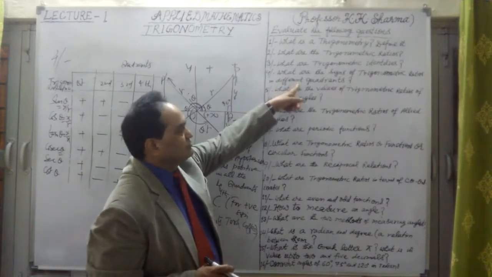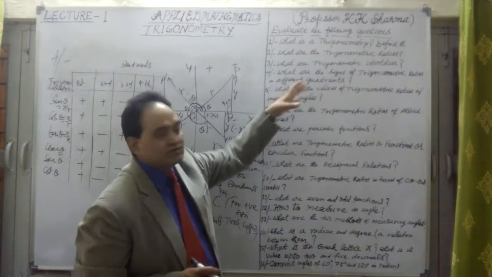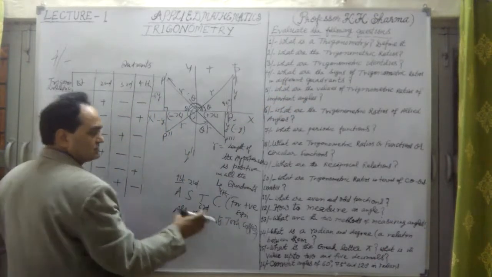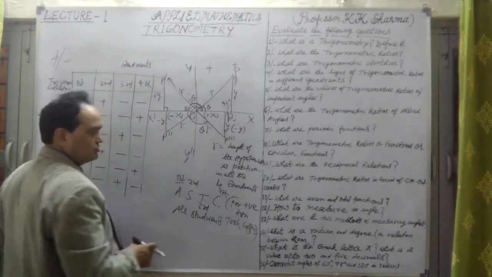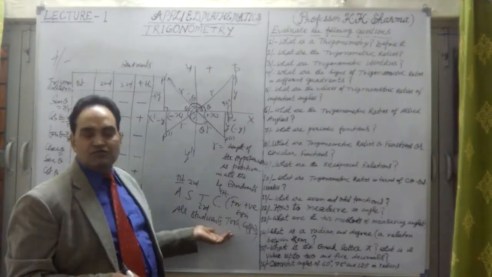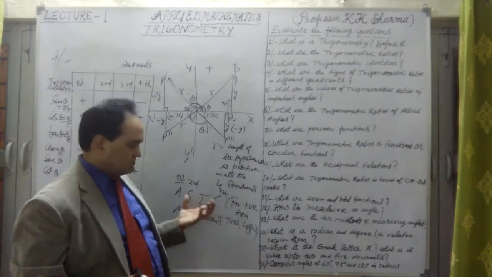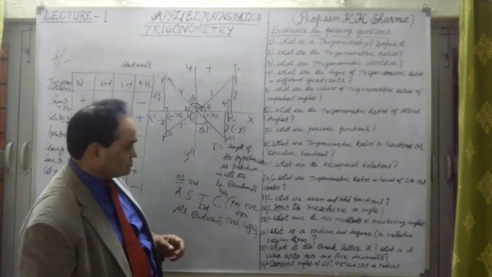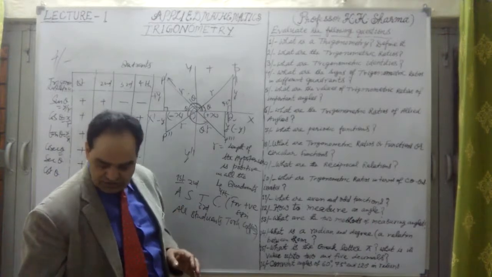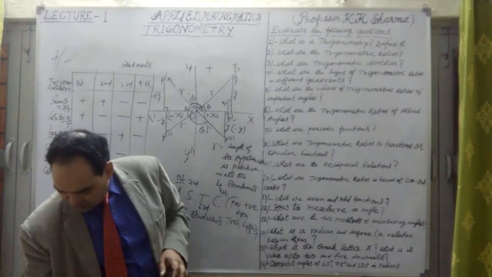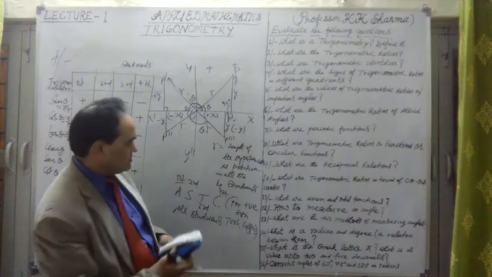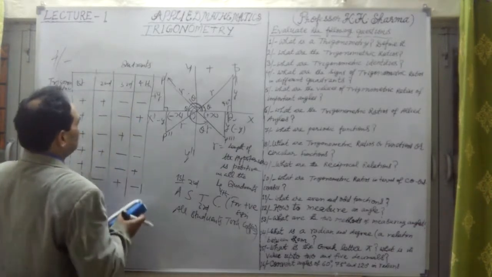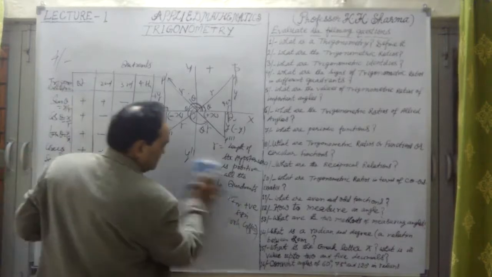What are the signs of trigonometric ratios in different quadrants? This was the fourth question. This formula you just have to remember: all, sine, tan, cos for the four quadrants. The six trigonometric ratios have these signs in the four quadrants, first, second, third, fourth. This is the formula we remember, and these are the signs in the four quadrants.